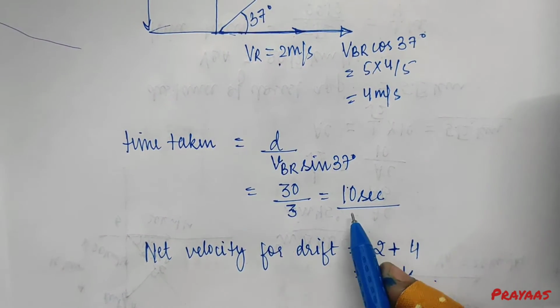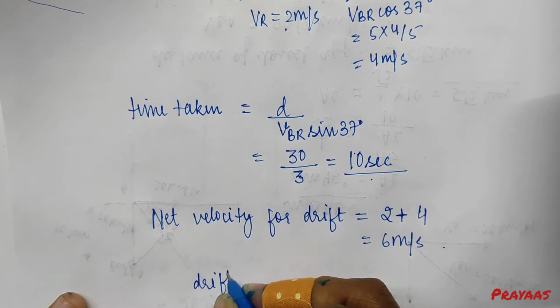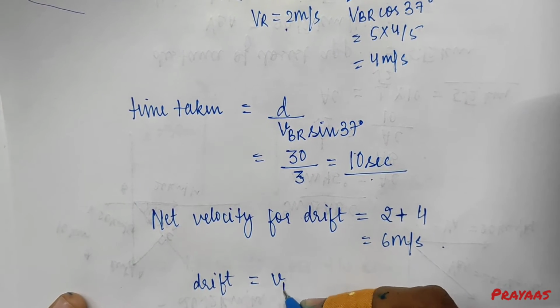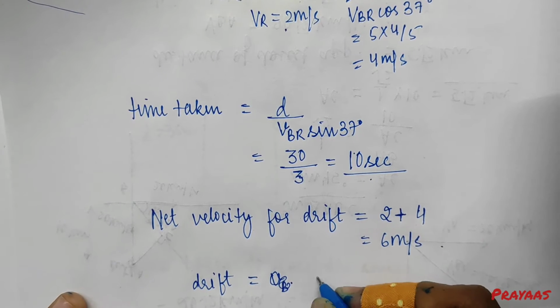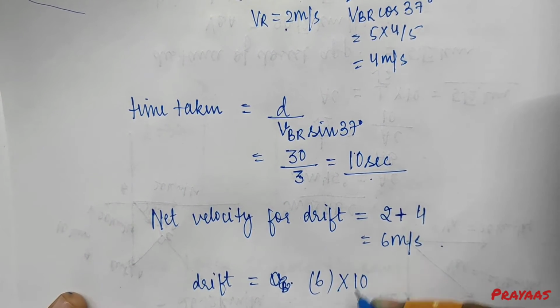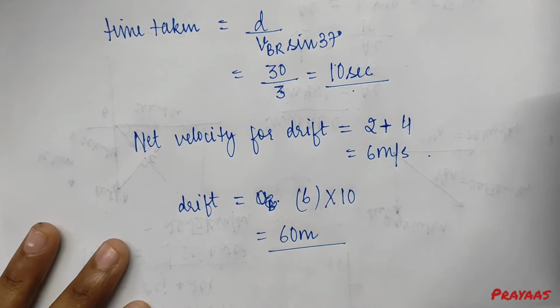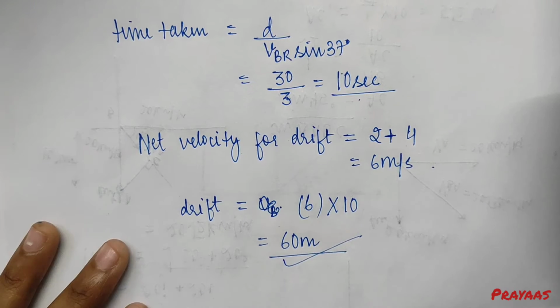Okay, and time is already given as 10 seconds. So the drift will come out to be velocity, that is this 6 meter per second, into time, that is 10. So it will be 60 meters. So the drift of the boatman will come out to be 60 meters.